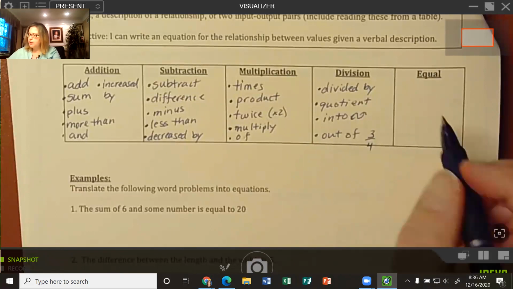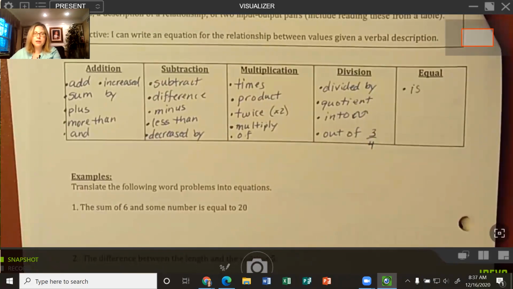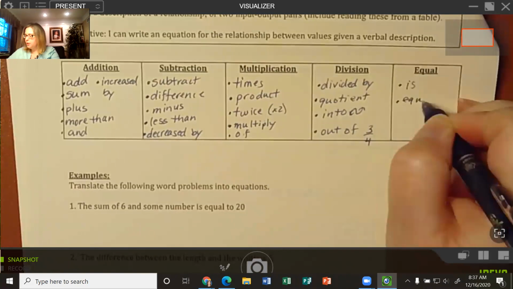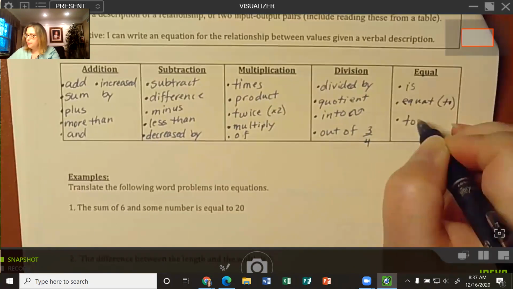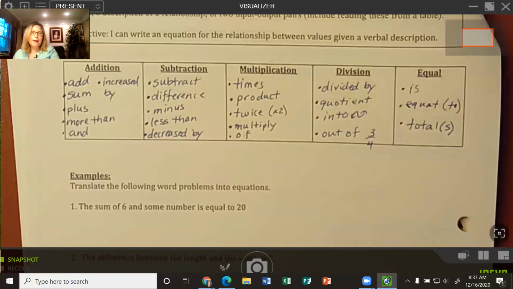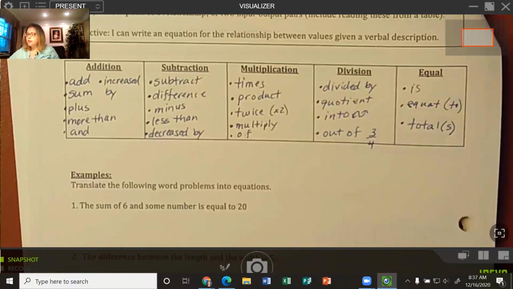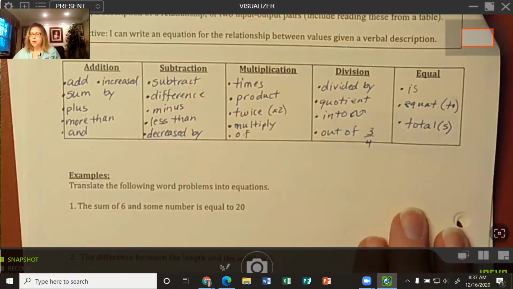So equal, we use the word is for equals. So if you had 2 plus 3 is 5, we know that that is means equals. Equal to. Okay, you may or may not have the word to in there. And then total or totals. Okay. So like you might say the number of apples and oranges totals 10. So A plus O equals 10. All right, so those are just some cue words that you want to know what they are equal to when you are writing a word problem and trying to represent a word problem with an equation.